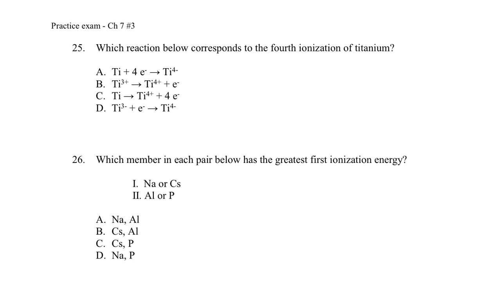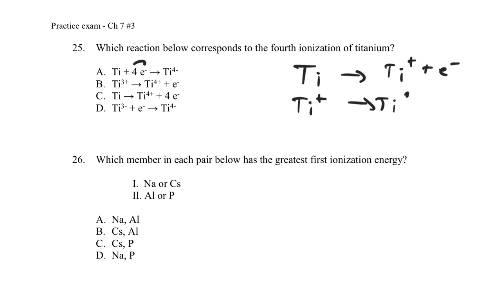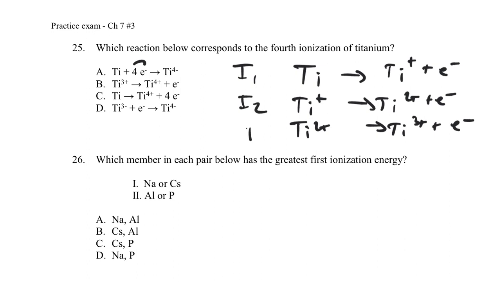So sometimes we have a question like 25 on a test, and just to make sure that we understand that the fourth ionization of titanium isn't titanium losing 4 electrons, it's the fourth electron lost by titanium. So the I1 would be titanium to titanium plus an electron. The I2 is titanium plus going to titanium 2 plus another electron. Titanium 2 plus going to 3 plus is the third. So that's I1, this is I2, this is I3. So I4 is just titanium 3 plus going to titanium 4 plus.